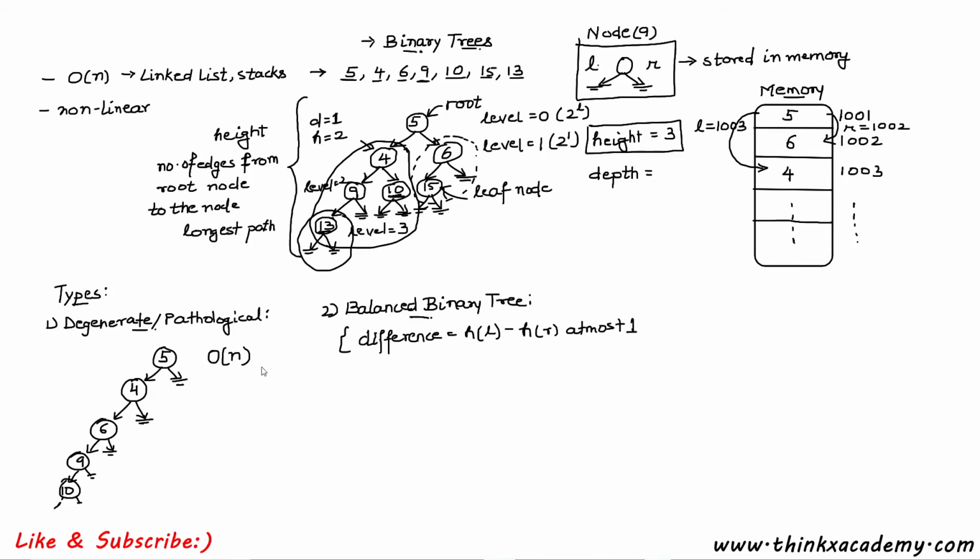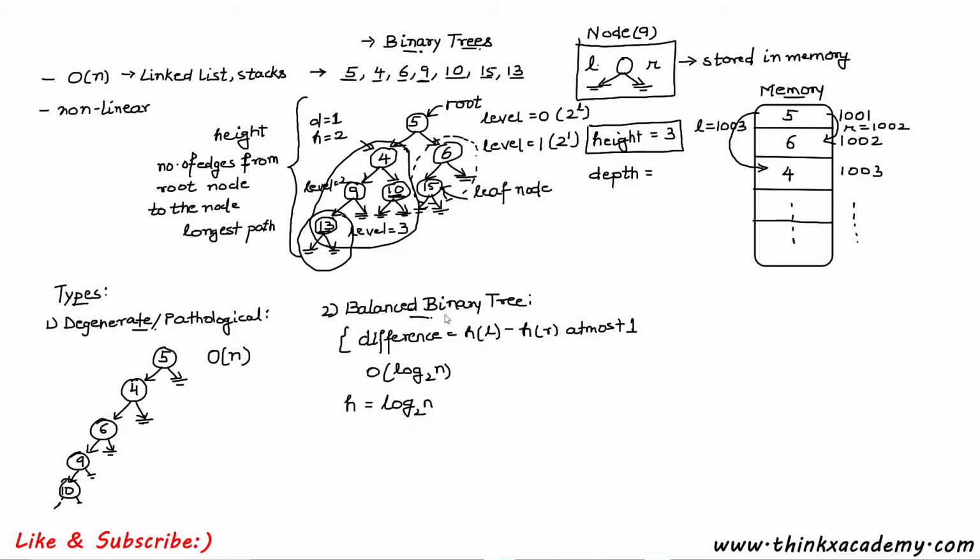So whenever we are given a binary tree, we try to make sure that it is a balanced binary tree because it will give us a time complexity of big O of log base 2 n. The reason for this is that a balanced binary tree has a height equal to log base 2 n. That's why the time complexity will be equal to log base 2 n.